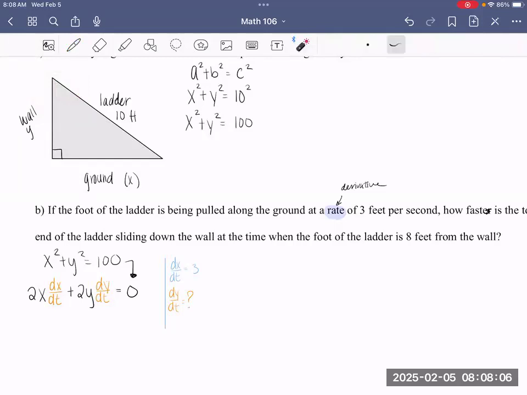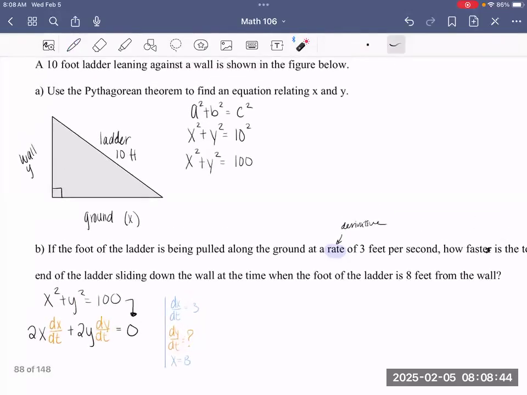They go on to say, though, that we're sliding down the wall when the foot of the ladder is 8 feet from the wall. So the foot of the ladder here is 8 feet from the wall. Right there, they tell us that x is equal to 8. Now, what happened to your y? So far, if I were to plug these in, I have an x, I have dx/dt, I am solving for dy/dt, but I don't know what y is. So if y is missing, how do we figure out what y is?